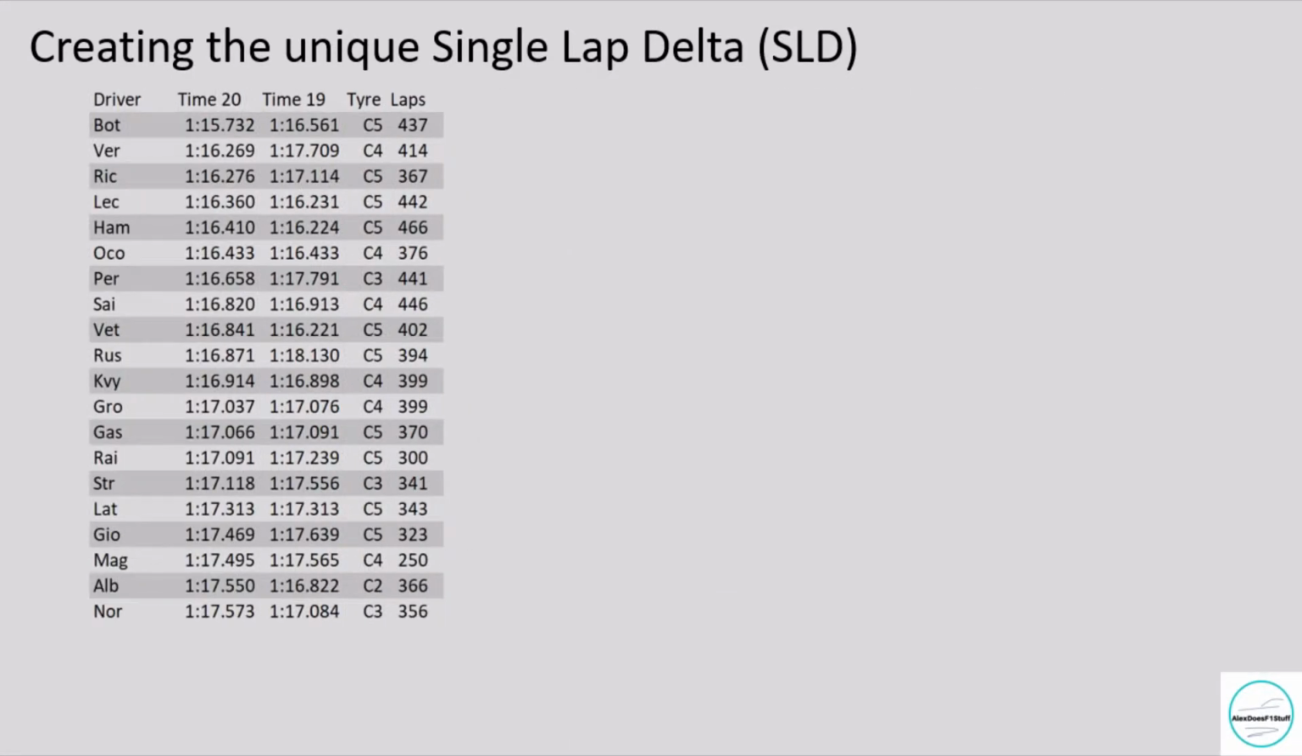to produce into my new tables. So I took four factors into creating my little algorithm: the improvement from the 2019 to 2020 test times, the tyres used in said test, the time itself, and then also the laps driven.